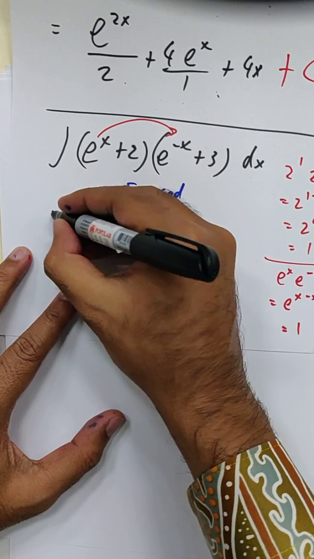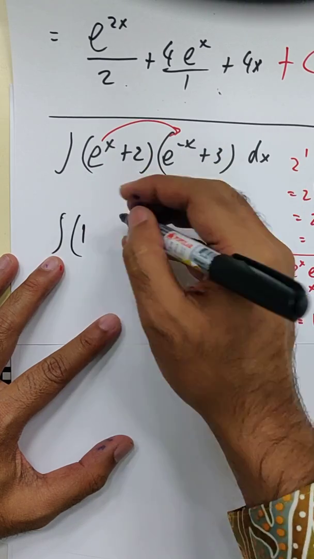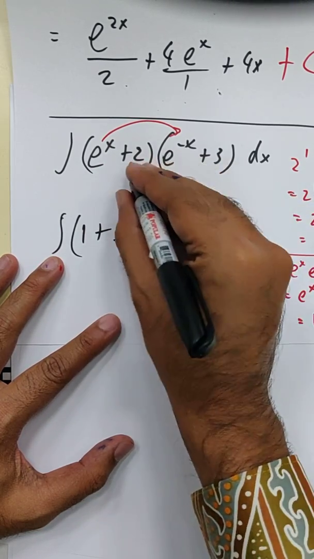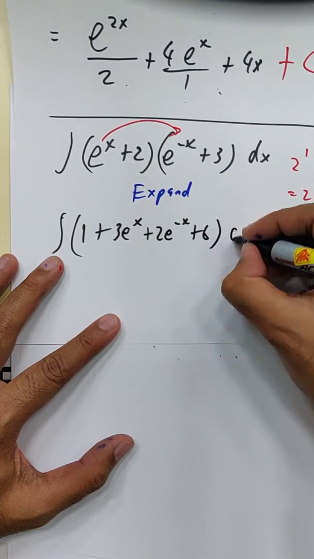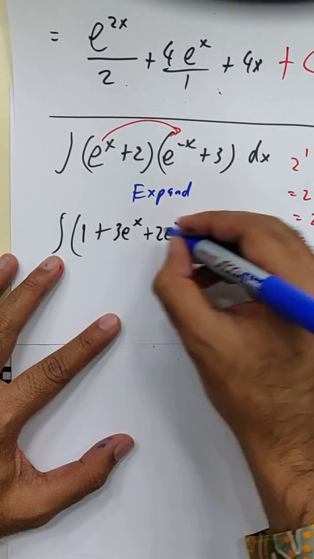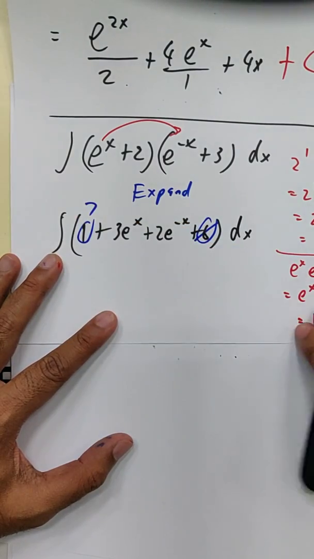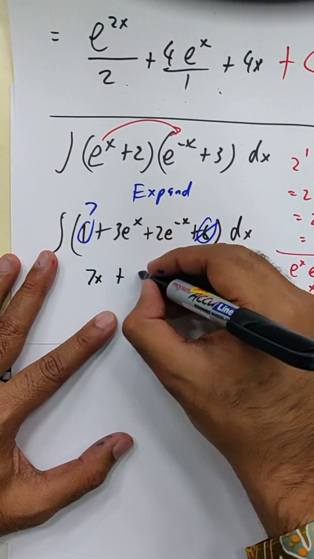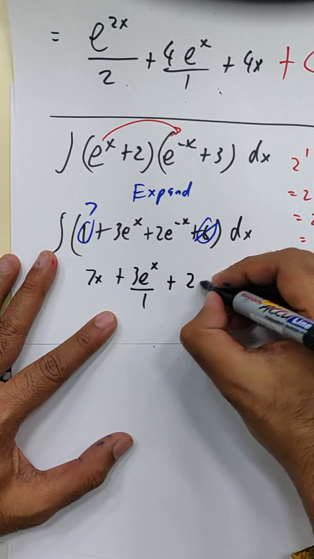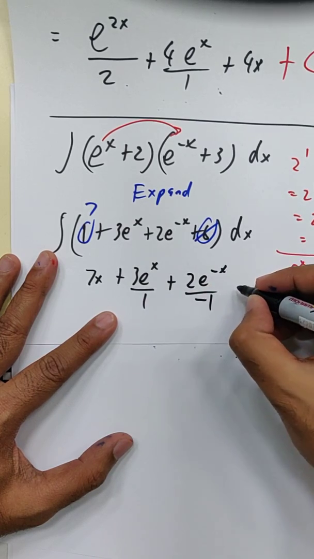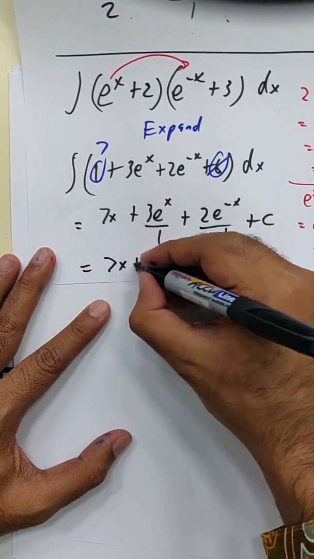So over here, I should get myself e^x minus 1, plus 3e^x, 2e^(-x) plus 6. Of course, we can be a bit faster. 6 and 1, I get 7. Integrate 7: 7x. Over here is the same, 3e^x over 1. Over here, plus 2e^(-x) over negative 1. Plus c. And you may leave your answer something like this.